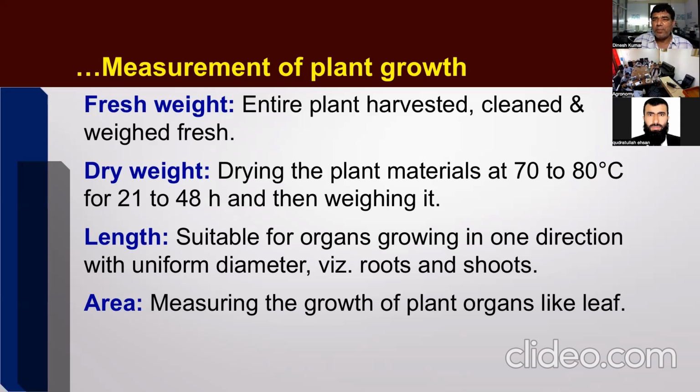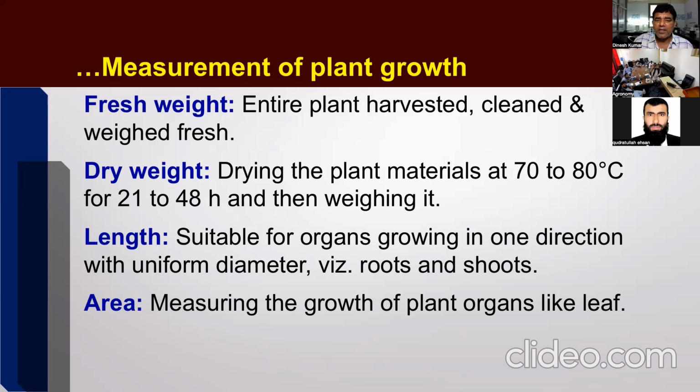You can put your samples in the oven and remove the water, and then whatever is left is your dry weight. You can put it at 70 to 80 degrees centigrade for 21 to 48 hours, and you will see that all moisture is evaporated, and whatever is left in the sample is your dry weight. So we can measure the dry weight.